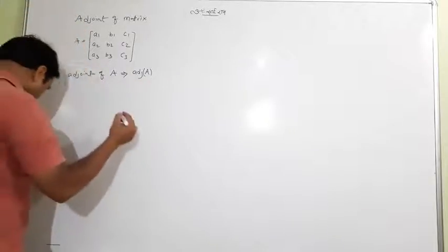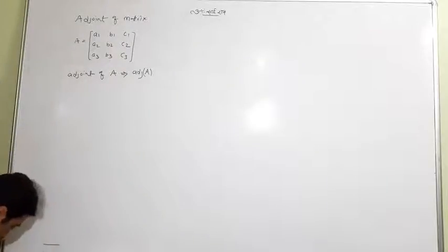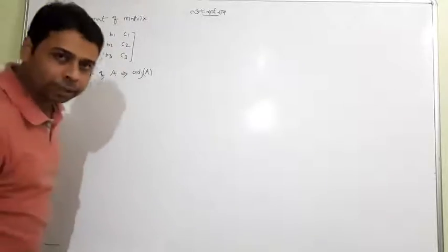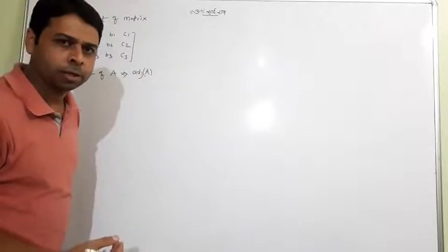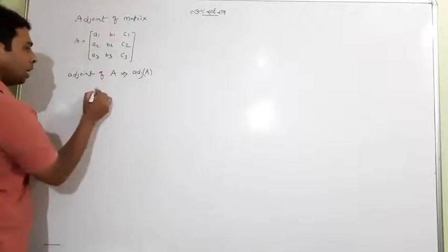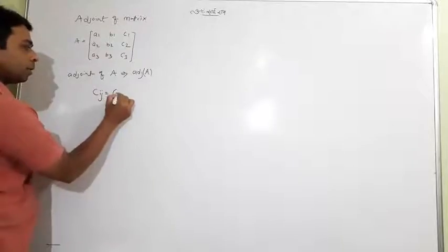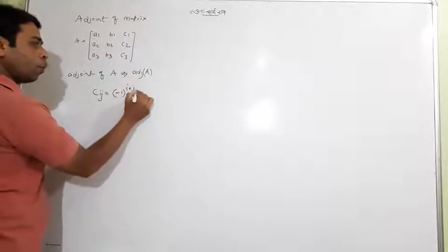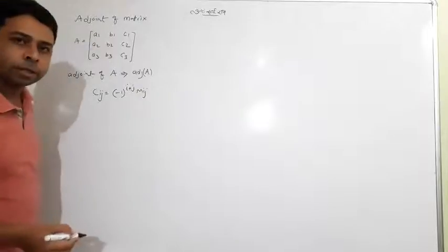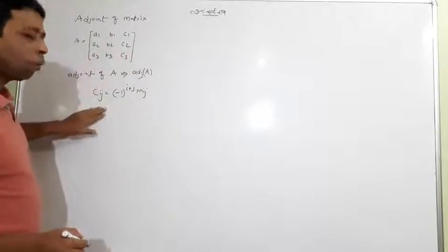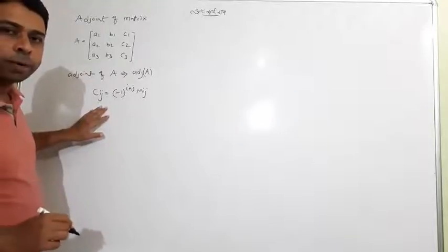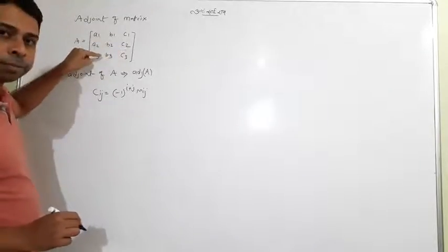And how can we find adjoint A? That is the thing which we have to find out. What is adjoint A? It is simply a procedure. So first of all, hear me carefully. This is the formula for finding the cofactor. So in this procedure, first of all, you have to find the cofactor of all the elements.